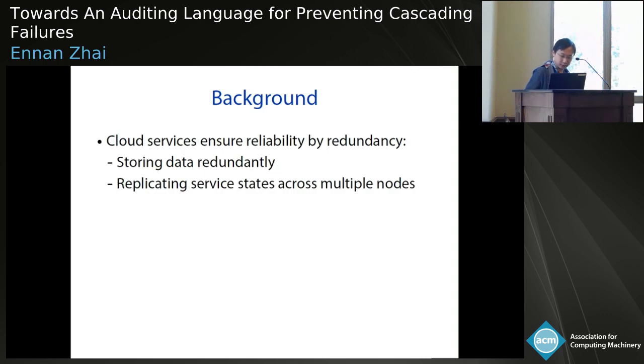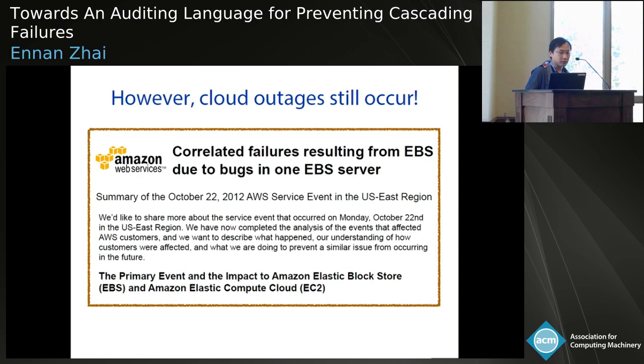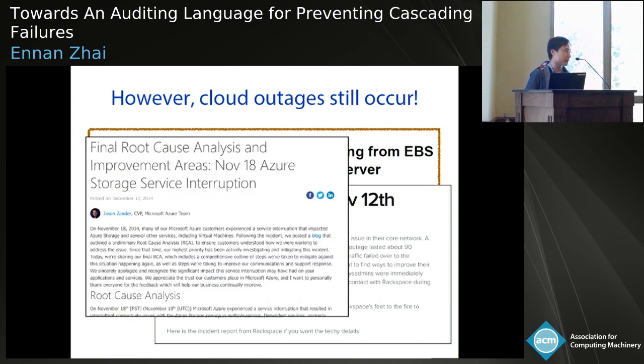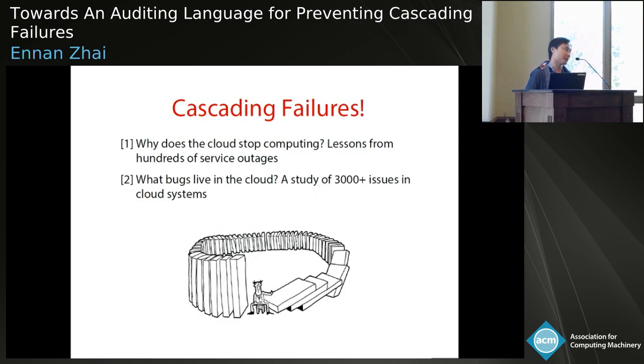Today's cloud services rely on redundancy to ensure reliability. For example, a lot of famous cloud providers replicate their service data and status across different racks or data centers. However, cloud outages still occur very frequently in recent years, and the question is, why do replications not help? A lot of investigations demonstrate that most of the large-scale cloud outages were caused by cascading failures resulting from unexpected common dependencies. What is a cascading failure?